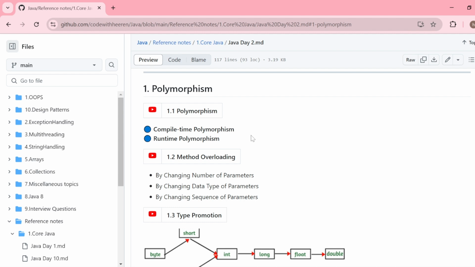Any entity which is having one name but having many forms is known as polymorphism. And this polymorphism concept is a real world concept. It is not only used specifically in programming, it is a real world concept. Let's see some examples of polymorphism in the real world.